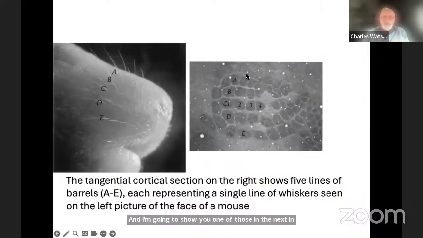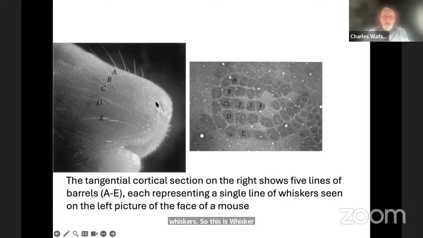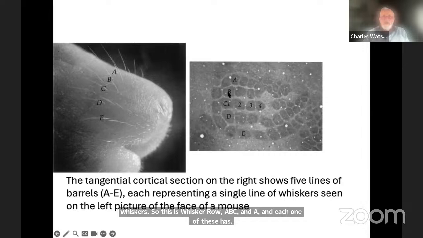This is a tangential section of mouse cortex to show you the way that these barrels are arranged. And amazingly enough, there's one row of barrel clumps for every row of whiskers. So this is whisker row A, B, C, D, and E, and each one of these has a row of barrels, and there's one barrel for each major whisker as you run along.